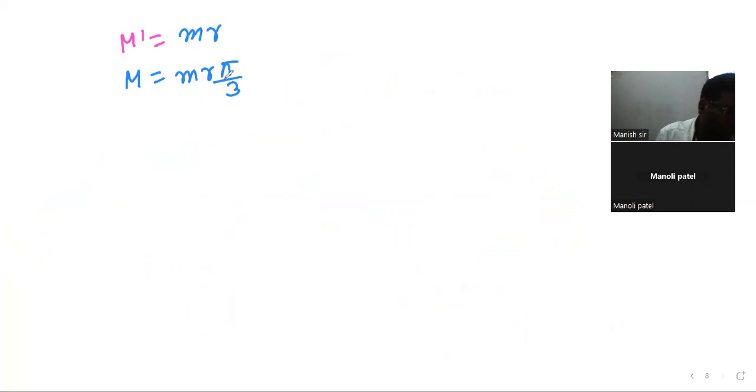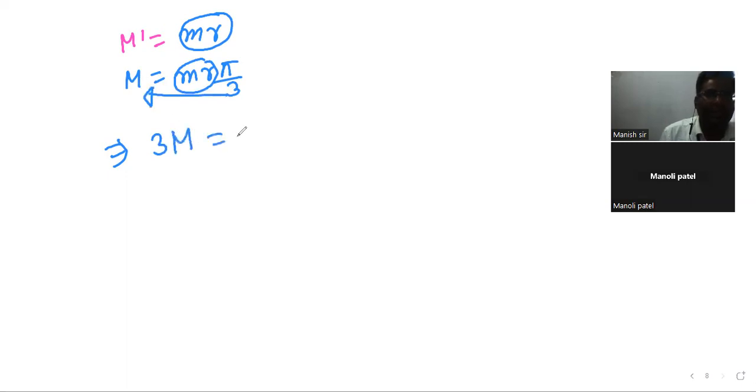So how will you get that? Here MR is there, right? Instead of MR, what we can put from here? Cross multiply this 3 with this capital M. So 3 into capital M equal to, divided by pi here, then it remains r mr. Consider this the third equation.